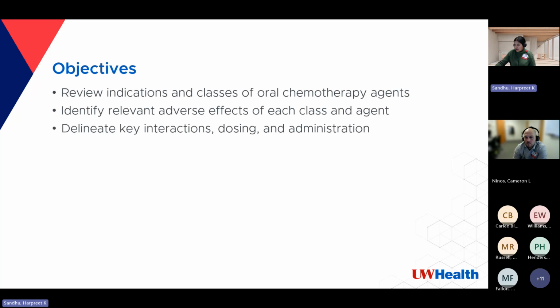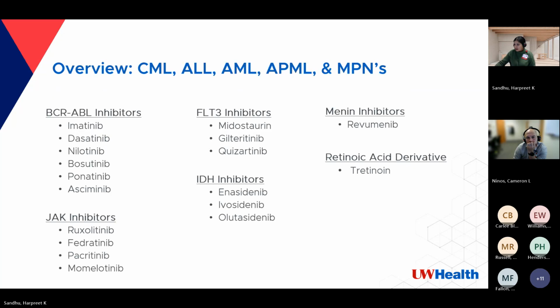A few objectives today. We'll review indications and classes of oral chemo agents, identify relevant adverse effects of each class and agents within those classes, and then delineate key interactions, dosing, and administration pearls. So we'll review today BCR-ABL inhibitors in CML and pH-positive B-ALL. We'll review JAK inhibitors in myeloproliferative neoplasms, and then agents used in acute leukemias, including FLT3 inhibitors, IDH inhibitors, menin inhibitors, and retinoic acid derivatives.